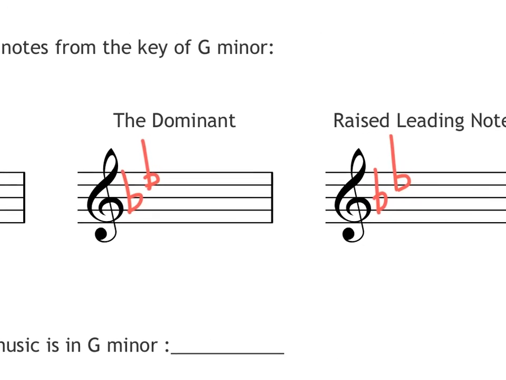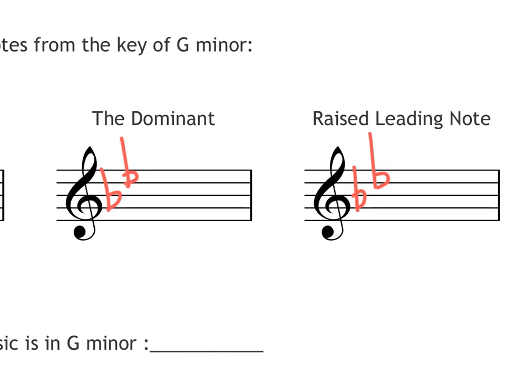Remember that the dominant is the 5th note of the scale. In any key signature, the dominant is the 5th note of the scale. So what's the 5th note of a G minor scale? Well, here's note 1, A is note 2, B flat is note 3, C is note 4, which means D is my dominant. The note D.